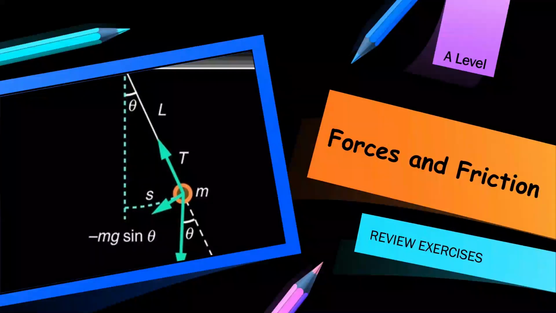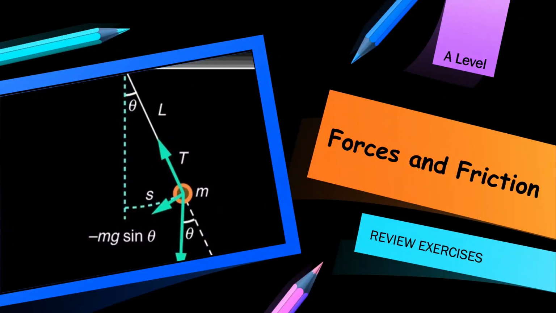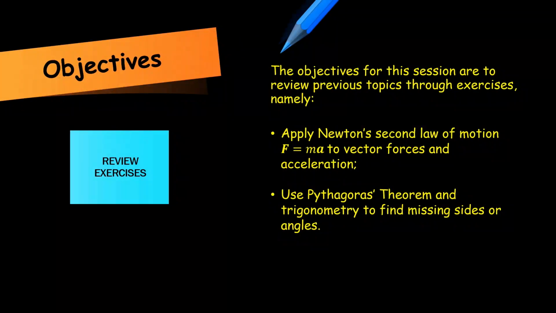Welcome to the session on forces and friction, review exercises. The objectives for this session are to review previous topics through exercises, namely, apply Newton's second law of motion, F equals ma, to vector forces and acceleration, and use Pythagoras' theorem and trigonometry to find missing sides or angles.